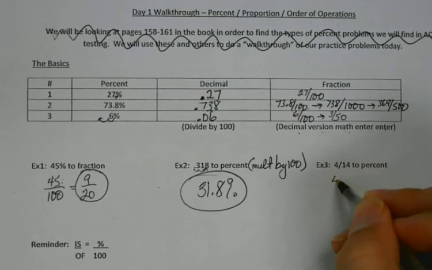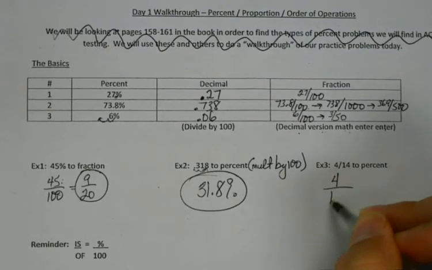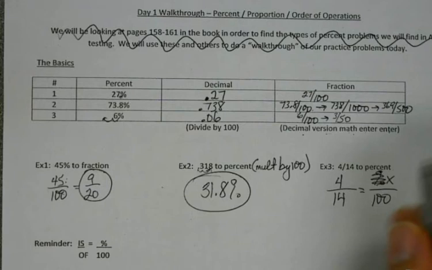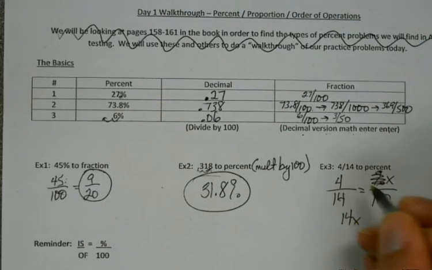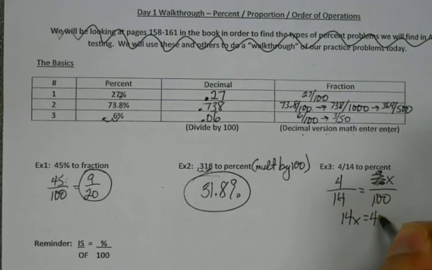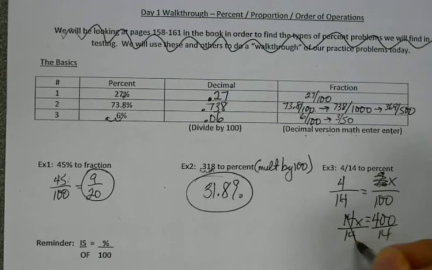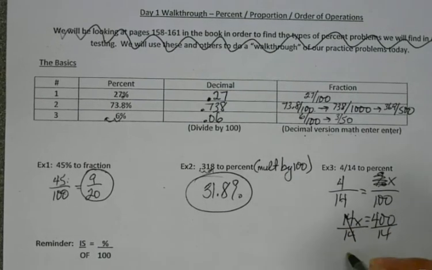Okay, 4/14 to a percent. Now some of you have heard of the percent proportion. You normally have your percent over 100. Well, in this case, that percent can become x. And if I cross multiply, and then divide by 14 in this case, and typically we're going to round to the nearest tenth, so we'll do it this way.